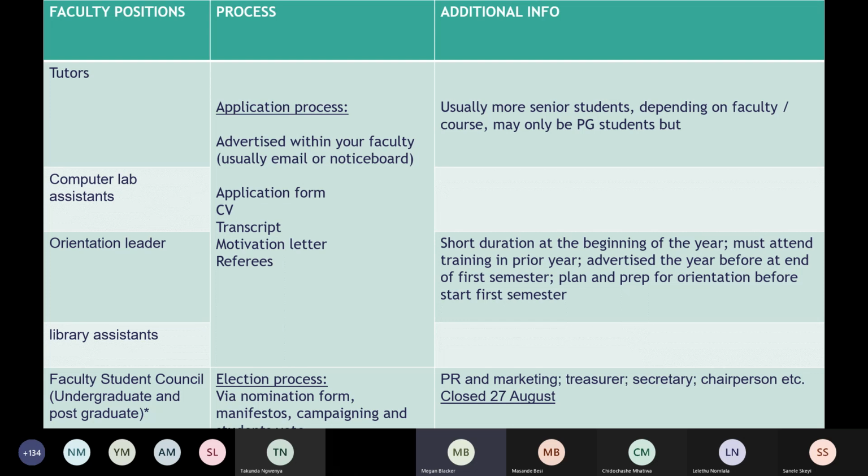Again, tutors are those students, usually more senior, and it also depends on the faculty that you're coming from. In some faculties, they will only take tutors that are postgraduate students. Obviously, bearing in mind, if you were to go for orientation leader, it is something of a short duration at the beginning of the year, and usually training takes place the year before. So just be well aware of that. And you also have to start the first semester ahead of everyone else, because you have to plan and prepare for being part of that orientation team.